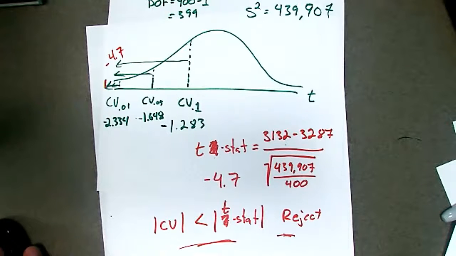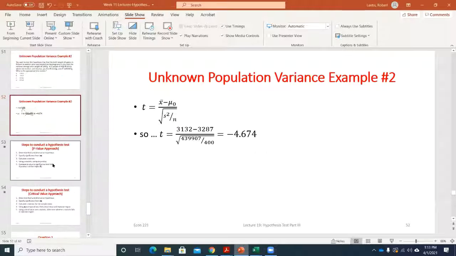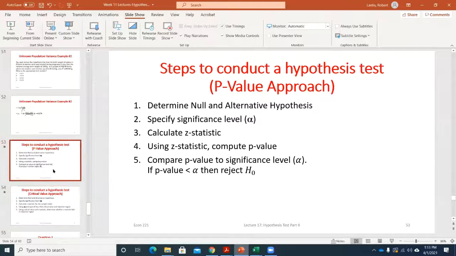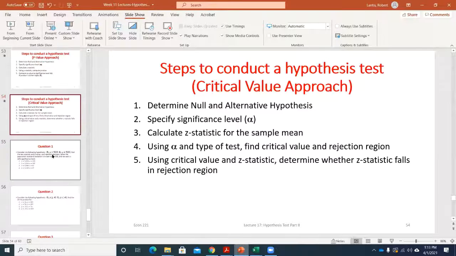All right, any other questions on this before I go back? Okay, so I have a reminder, a synopsis slide of the steps for the p-value and the critical value approach.